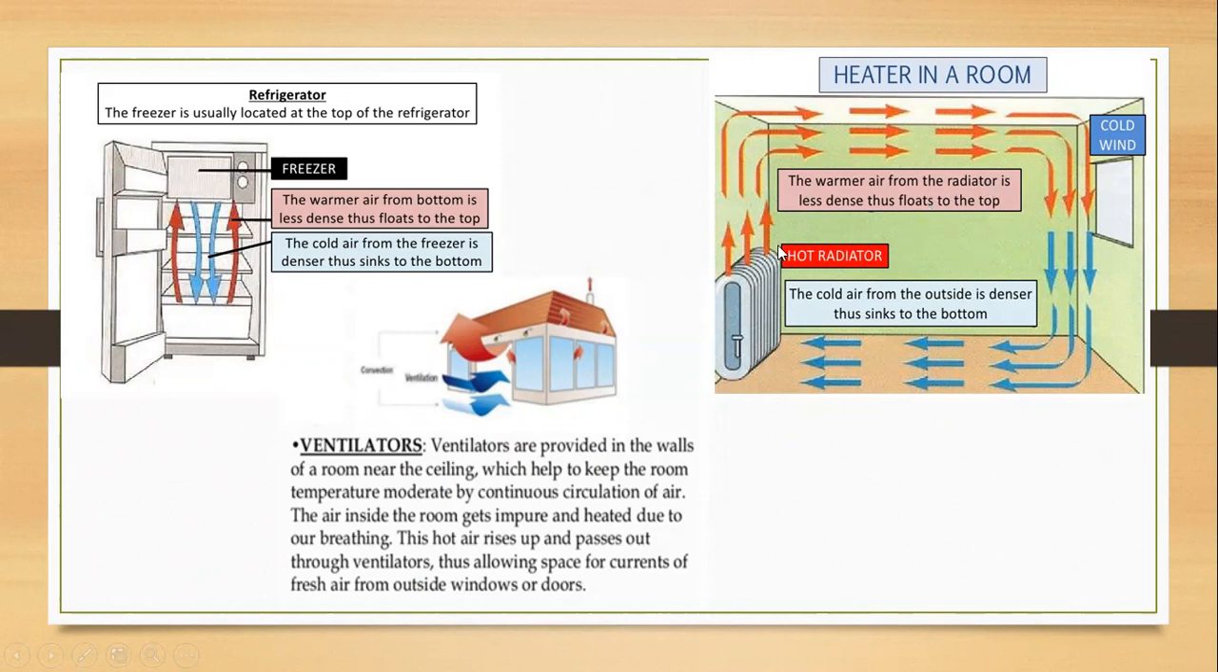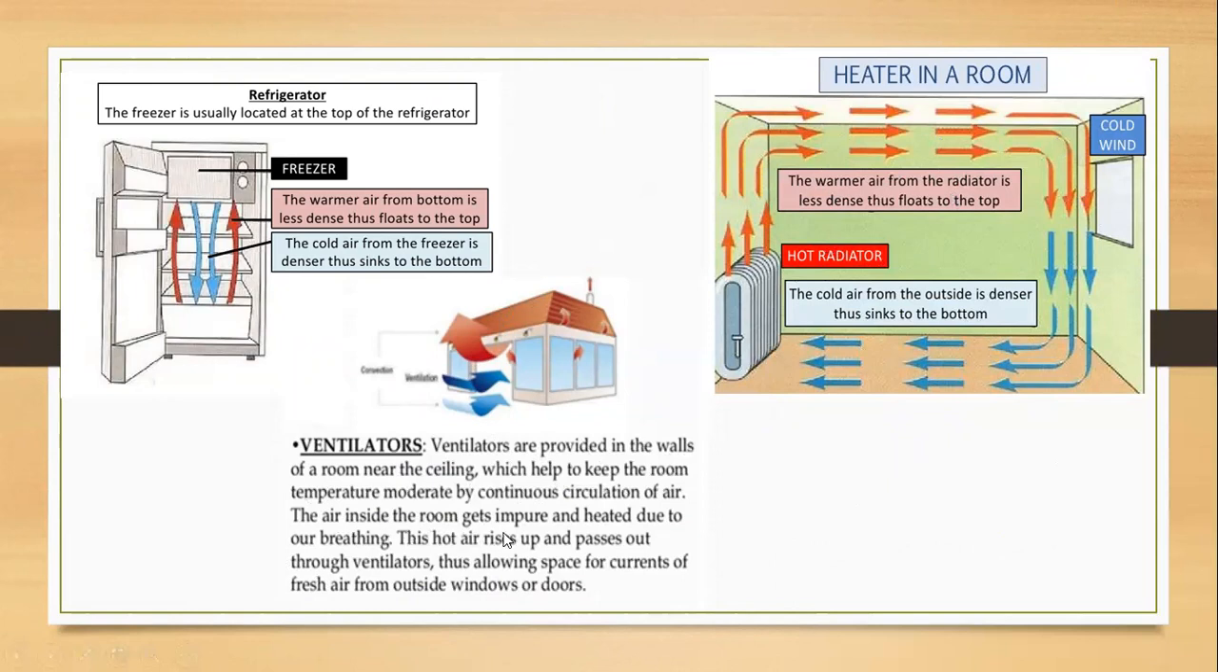And so when we are heating a room, the cold air from outside is denser and sinks to the bottom, so the heater is placed at the bottom. When it goes through the heater, it warms up, becomes less dense and rises up. So this is how the convection current is formed in the room, and the whole room is heated. Similarly, ventilators are provided in the walls of a room near the ceiling, which helps to keep the room temperature moderate by continuous circulation of air.